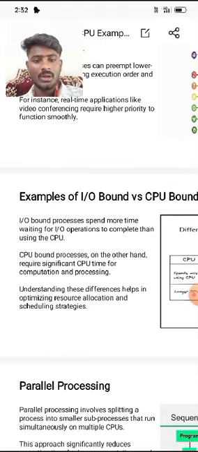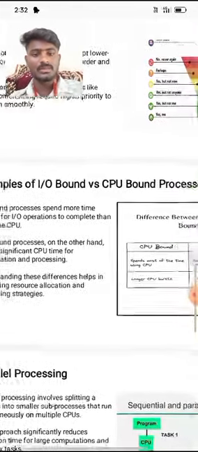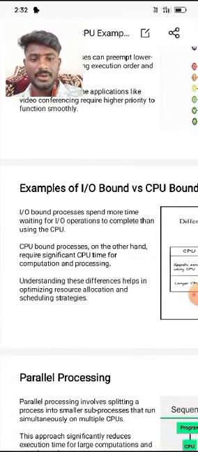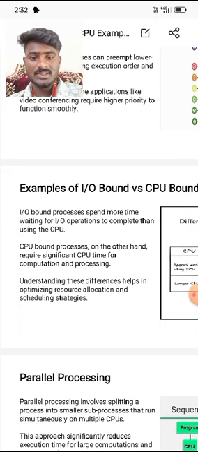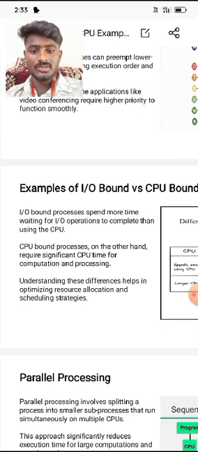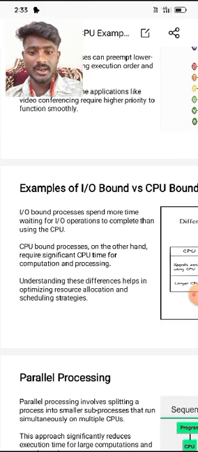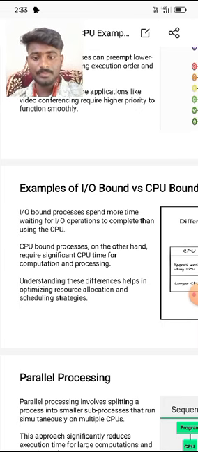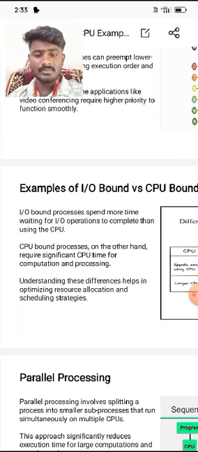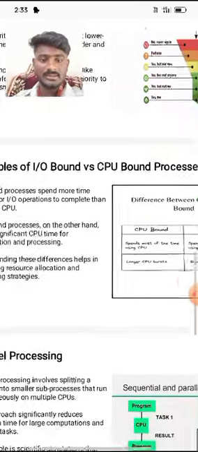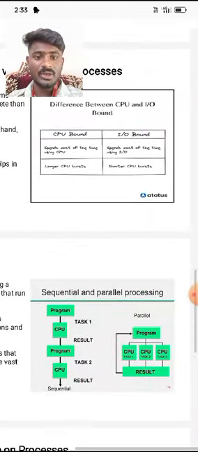Examples of I/O bound versus CPU bound processes. I/O bound processes spend more time waiting for I/O operations to complete than using the CPU. CPU bound processes, on the other hand, require significant CPU time for computations and processing. Understanding these differences helps in optimizing resource allocation and scheduling strategies. Difference between CPU and I/O bound.